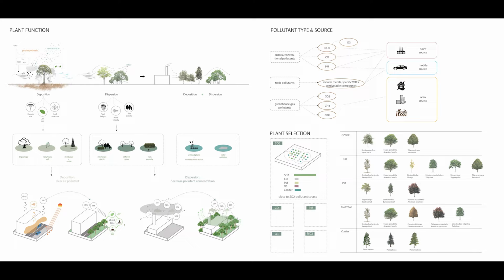Take sulfur dioxide as an example. If the site is close to this pollutant source, we can use more plants from the sulfur dioxide section to address these pollutants. This process is similar for other pollutants like ozone and carbon monoxide.